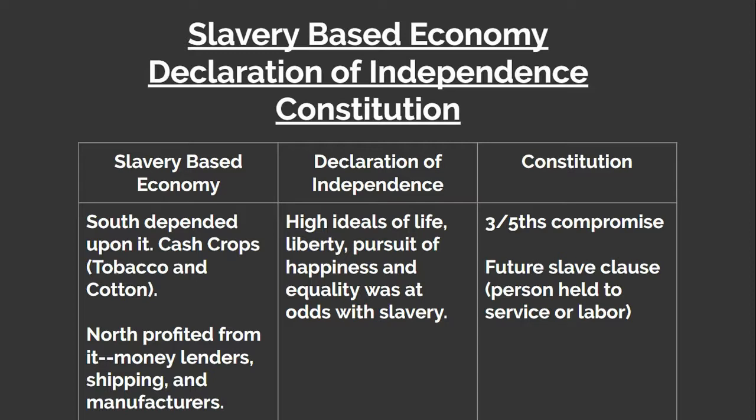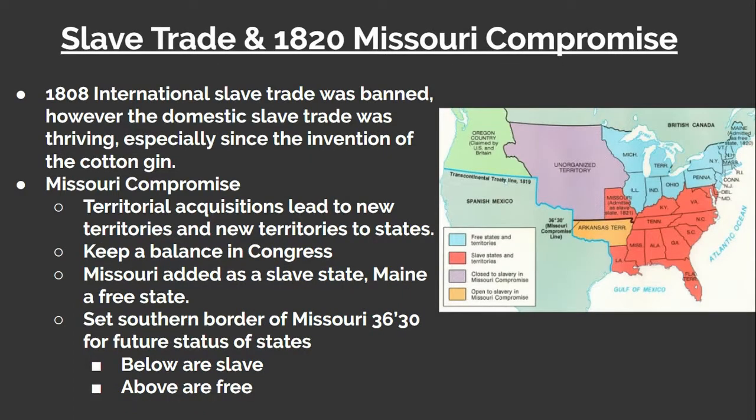So they said every slave is worth 3/5 of a person. And there also is in the Constitution a fugitive slave clause, basically saying that slaves that escape need to be brought back. Now, again, they don't actually say slave, they say person held to service or labor, but it means slave. Okay, next thing we want to look at is the slave trade and the 1820 Missouri Compromise.